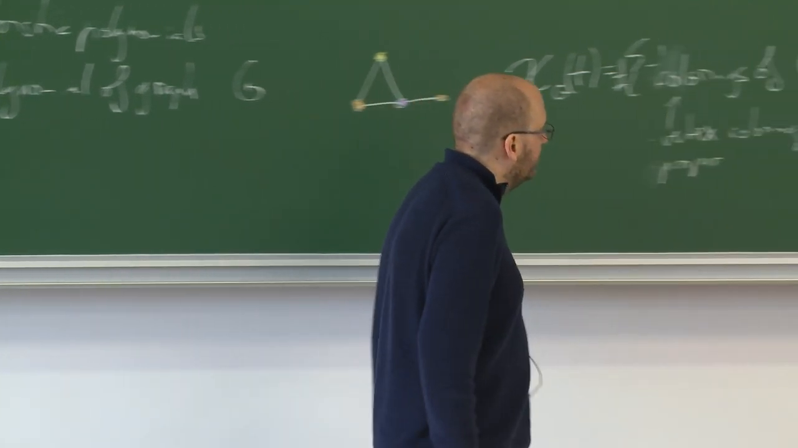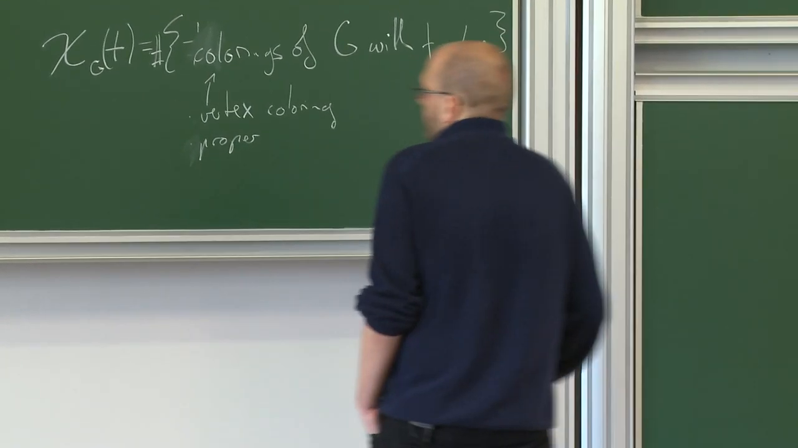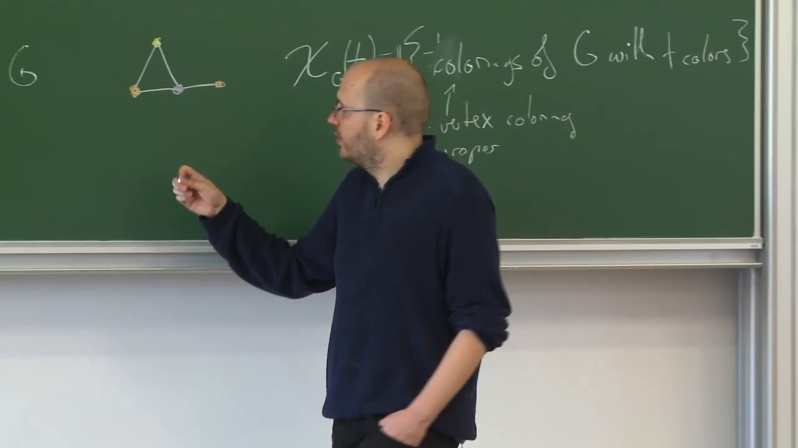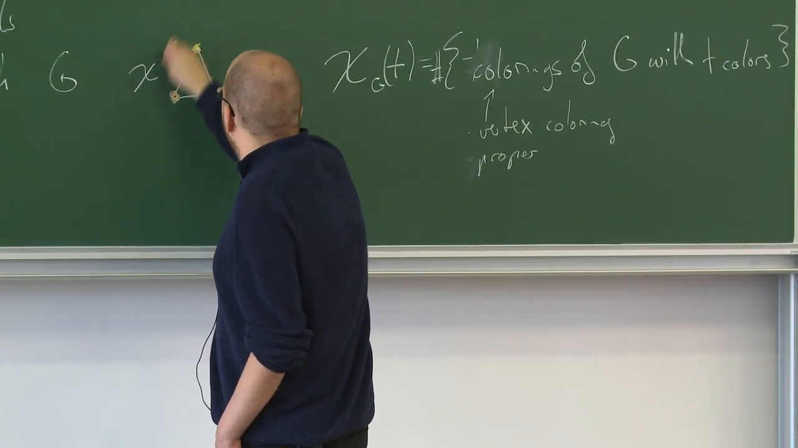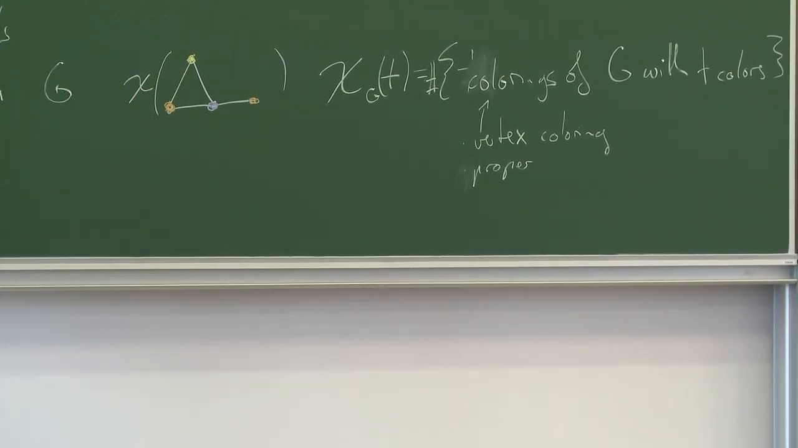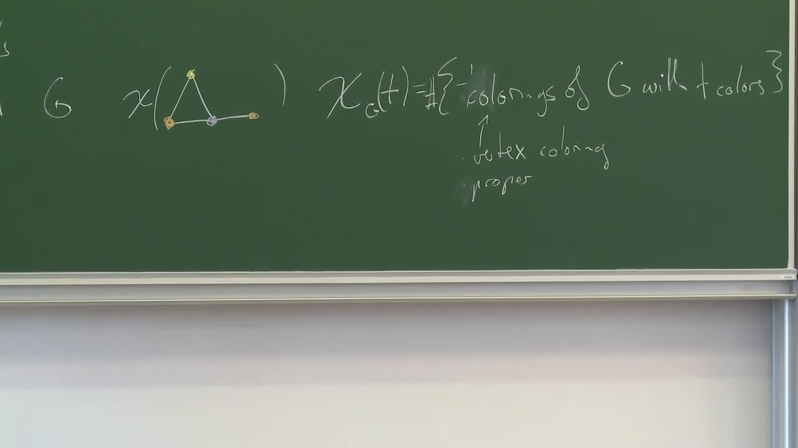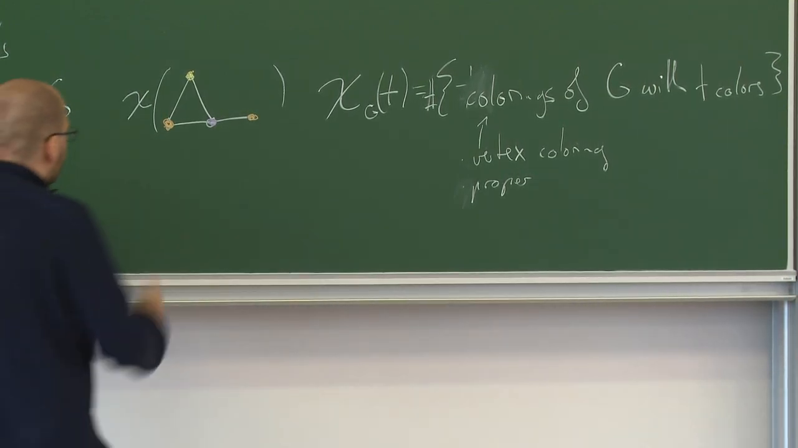The way that you can prove this is by a recursion relation. How do you compute the chromatic polynomial for this? Well, here's a simple trick. You could count the number. You could use the inclusion-exclusion formula. Yes, yes. It's about deletion-contraction, right?